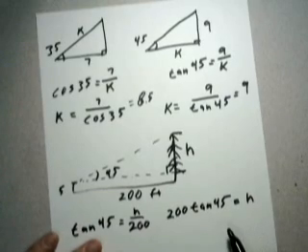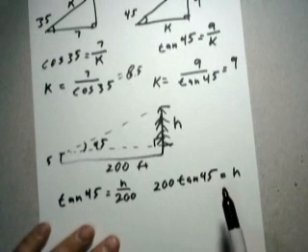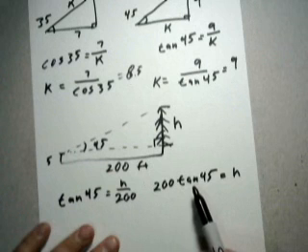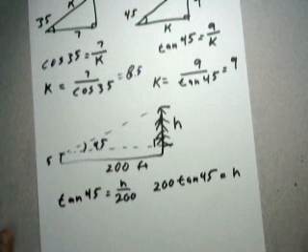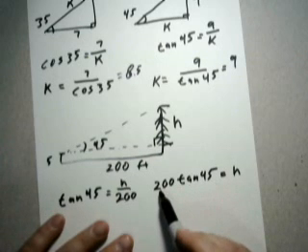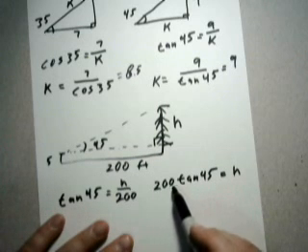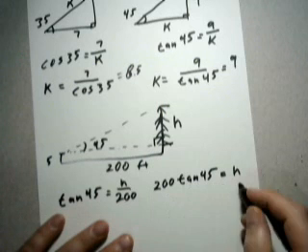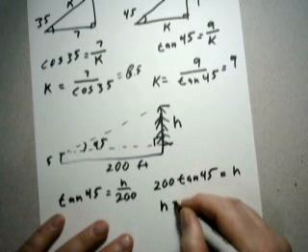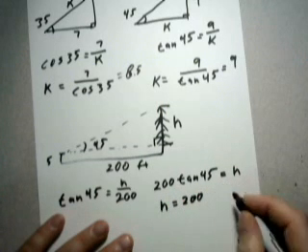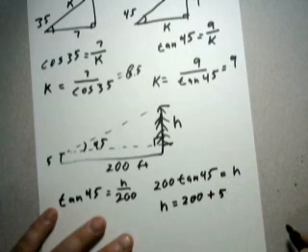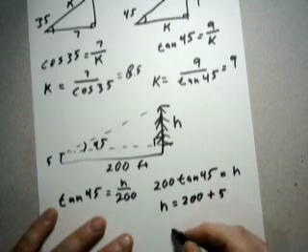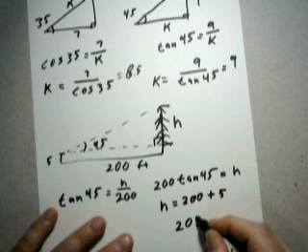Now we can shortcut this because I already told you in the previous problem that tangent of 45 is 1. But if you don't remember that, that's okay. You can type it into your calculator. So 200 times the tangent of 45 is h. So h will equal 200. We need to add the 5 feet for the transit. So the height of the tree is 205 feet.